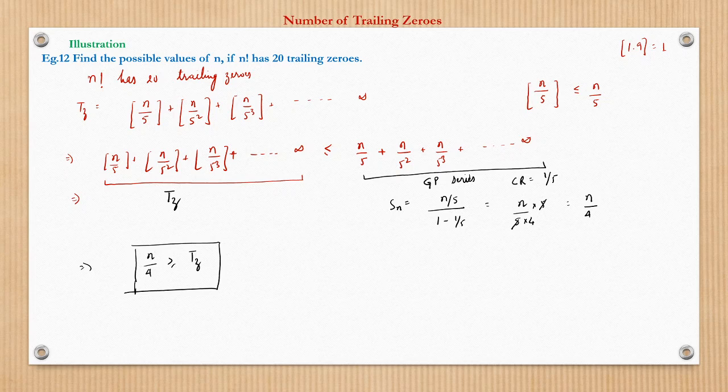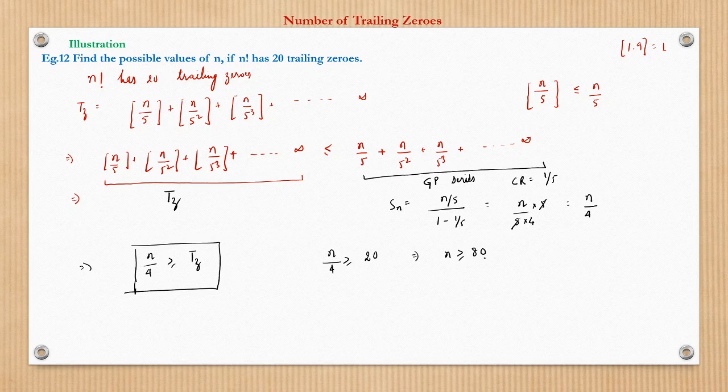Whenever we have n factorial, the number divided by 4 will be greater than or equal to the number of trailing zeros. If we know this, we can roughly say, from here, that n by 4 is greater than or equal to tz, which is 20, right? So this gives us an approximate range from where we should start checking. It gives that n should be greater than or equal to 80.